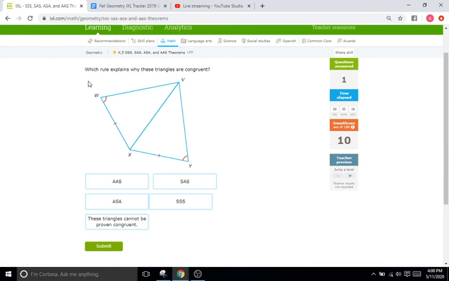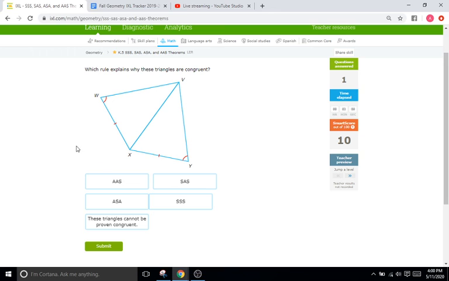Which rule explains why these triangles are congruent? We're not given any other information aside from the diagram with the various markings. So we have an angle here, we have a side here, and then we have another side that is shared. And do we have anything else? We don't know for sure about these two sides here. We just know about this one and these two. And we only know about these two angles. We don't know about these two.